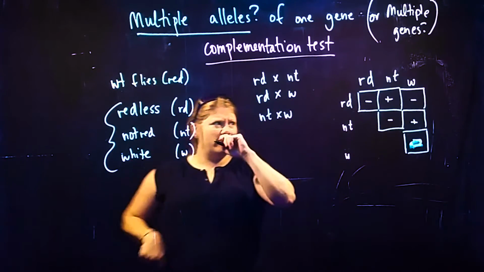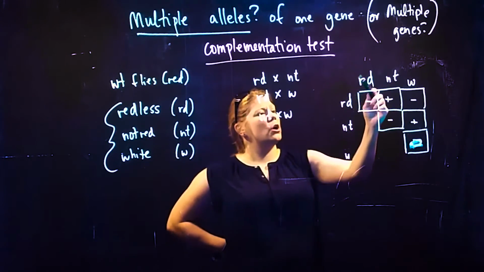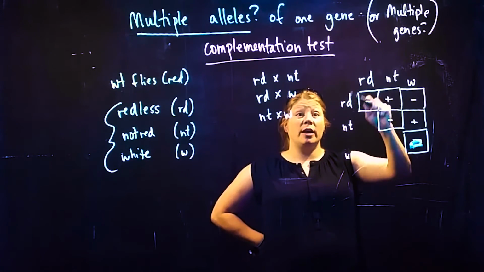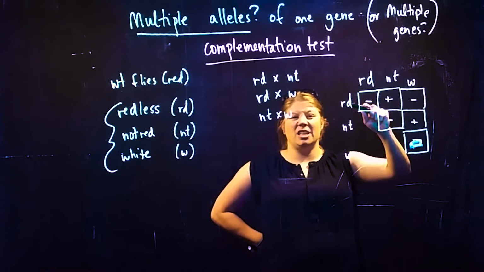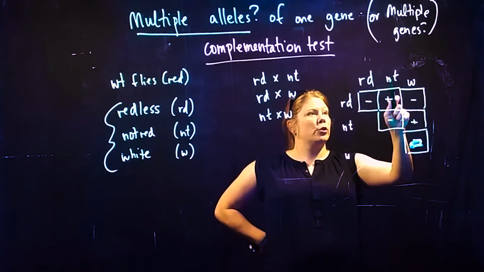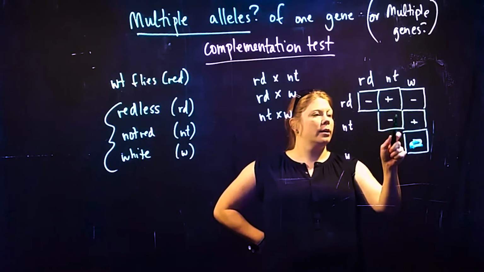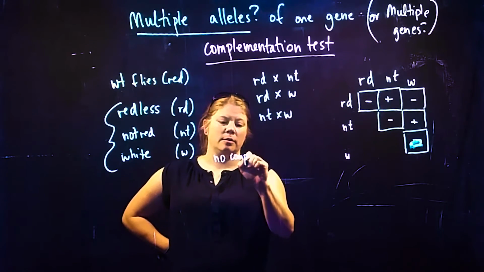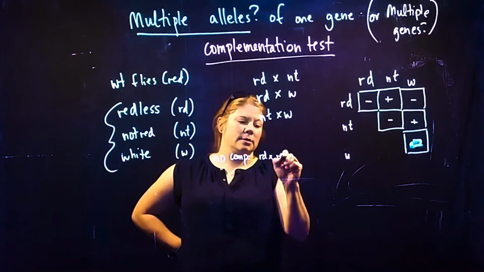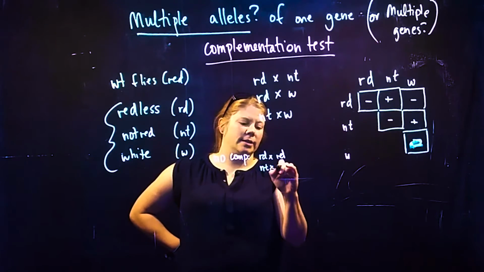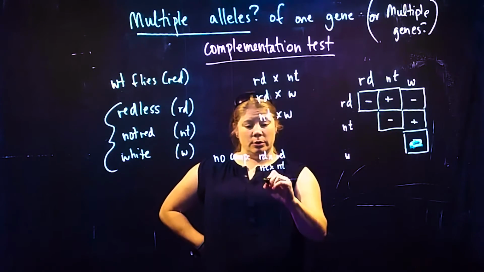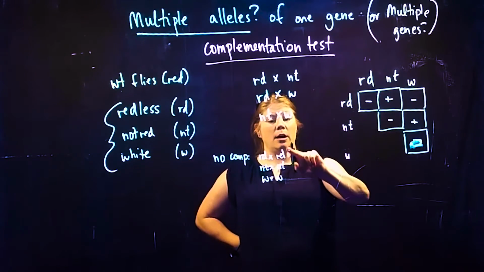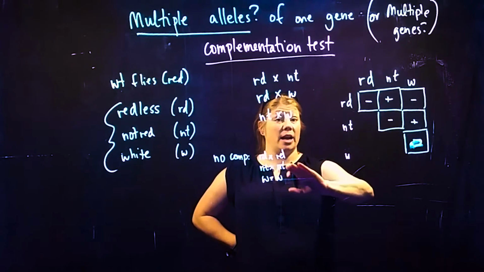So like I said before, the fact that when we cross redless times redless we have no complementation, that's a good thing. We know that the redless mutation is just in one gene. It's not something weird going on. And the same thing when we cross not red times not red. We have no complementation when we do redless times redless, not red times not red, and white times white. That's good. Each of these are single mutations that are segregating as we would expect.